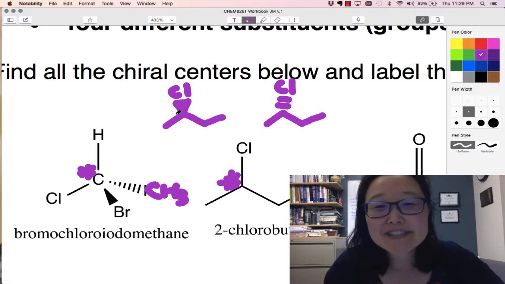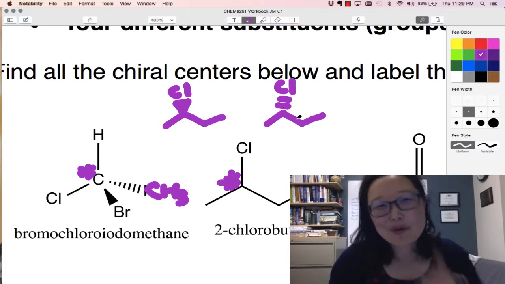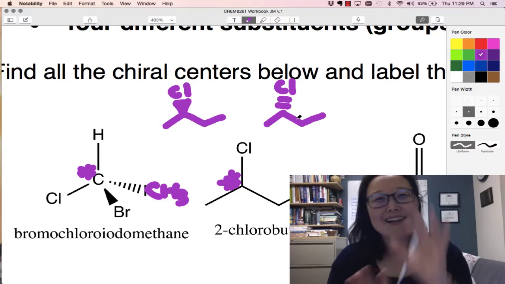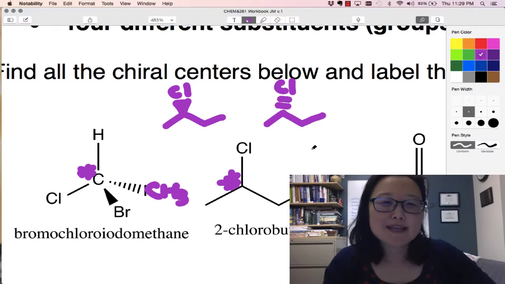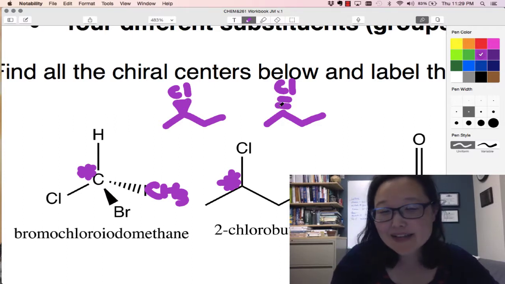So wedges and dashes are very important in this chapter. You gotta know, is it pointing out or pointing back? Because that affects whether things superimpose or not. So these, are they mirror images of each other? Let's take a look at that.